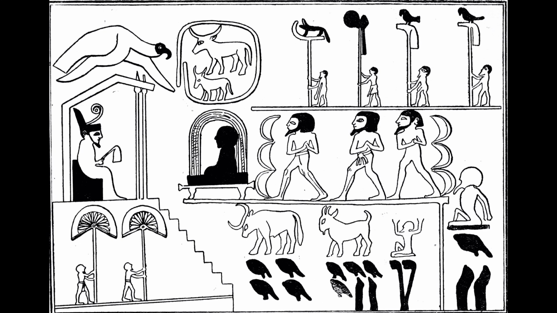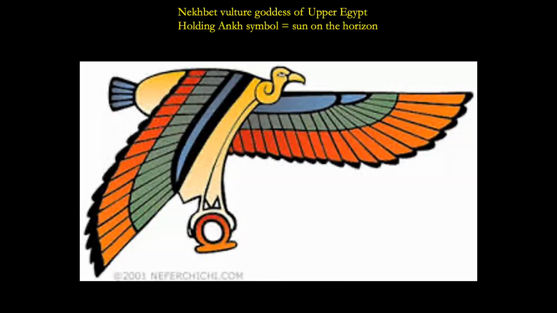To the lower left, we see the steps leading up to this temple with Narmer sitting in it and the fan bearers in front. At the top right, we once again see these standard bearers, very similar to those that we saw on the Narmer palette. What's interesting in this one is that above Narmer's head is another symbol you're going to have to get used to, and that is the Nekhbet vulture of Upper Egypt. And we're going to see this guy very often in the iconography.